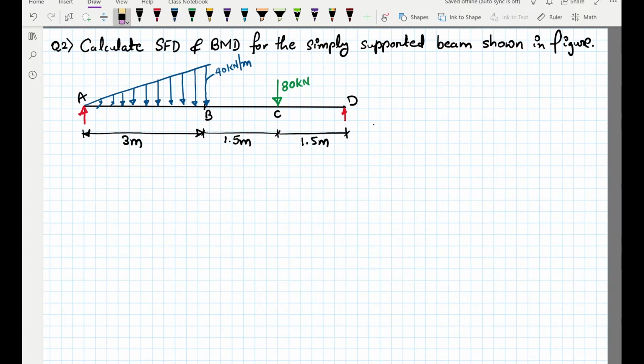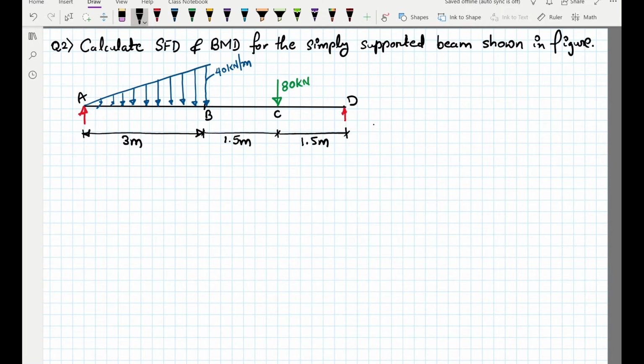Hello everyone. In this video tutorial, I am going to explain how to calculate the shear force diagram or the bending moment diagram for the simply supported beam shown in the figure. So in this particular beam, we have one UVL in between A and B. The value at A is 0 and the value at B is 40 kilonewton per meter. And we have one point load, that is 80 kilonewton at C.